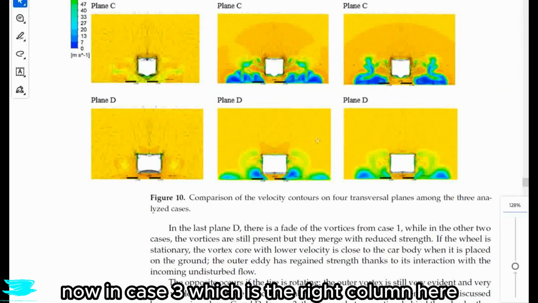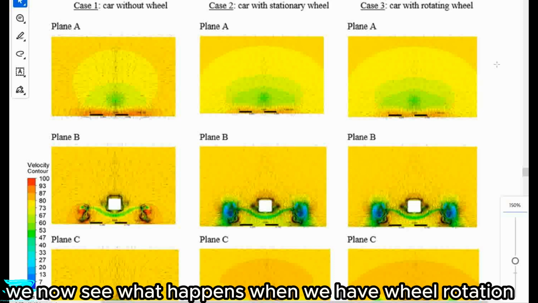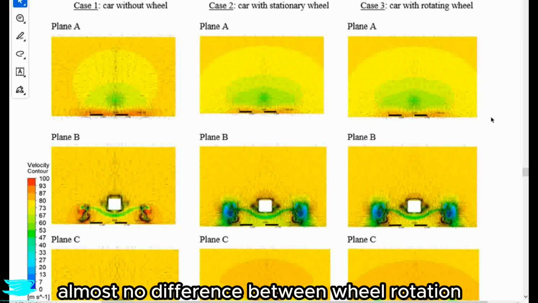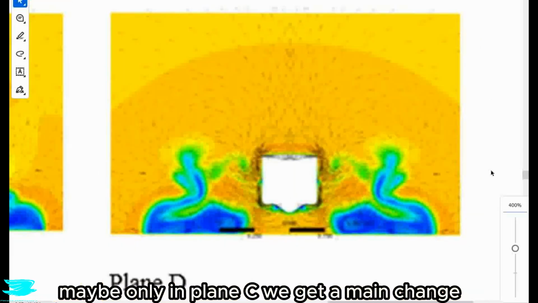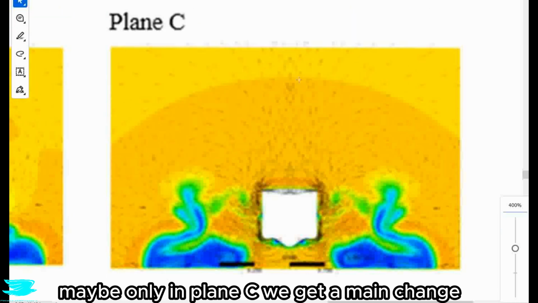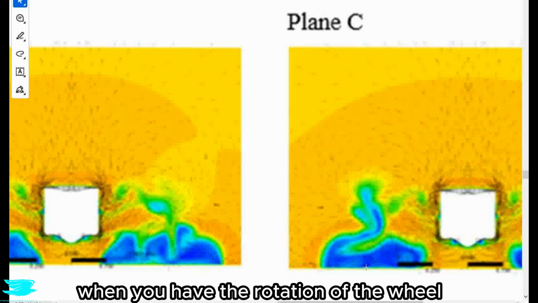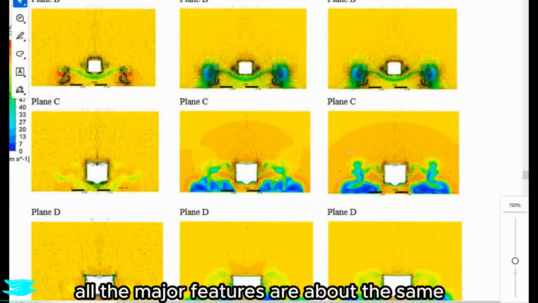Now in case 3, which is the right column here, we see what happens when we have wheel rotation. And honestly, there's almost no difference between wheel rotation and stationary wheels, which is pretty cool. Maybe only in plane C we get a main change, which is that the wakes are squished a bit more when you have the rotation of the wheel. Apart from that, all the major features are about the same.